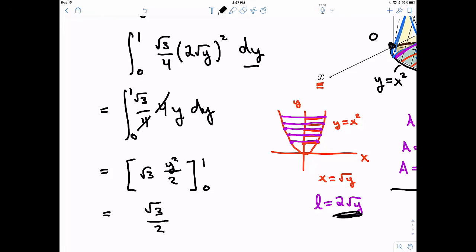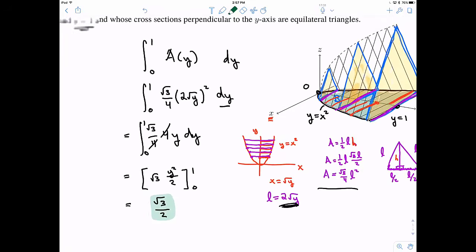And let's see, plugging in 0 does nothing. Plugging in 1 gives me the square root of 3 over 2. And that will be my final answer.